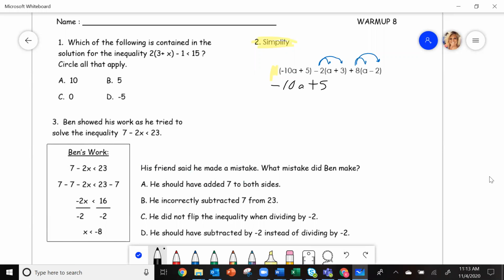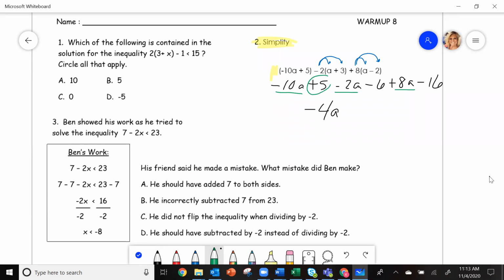Now I have negative 2 times a, which is negative 2a. Negative 2 times 3 is negative 6. 8 times a is 8a. 8 times negative 2 is negative 16. So now from here, we're going to combine like terms. You're going to put the a's together. And I get negative 10 minus 2, that's negative 12, plus 8 is negative 4a.